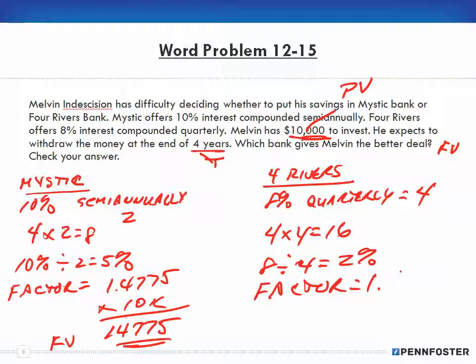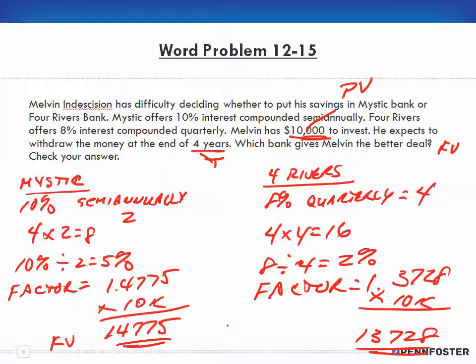Although when I do that, remember the factor here is 1.3728, and when I multiply that by 10,000, I get $13,728. Okay, so which is greater? Obviously Mystic is greater, so that's the better value, the better deal, and that's the one I would take.